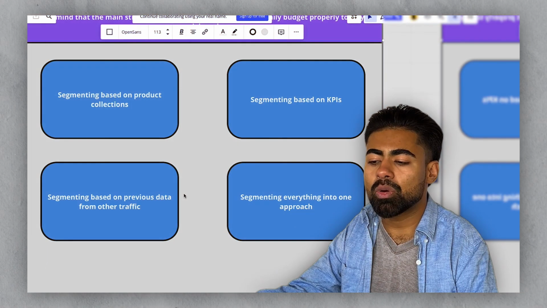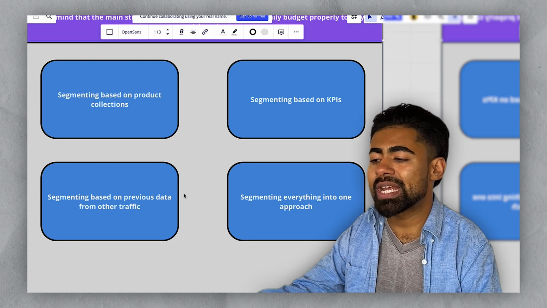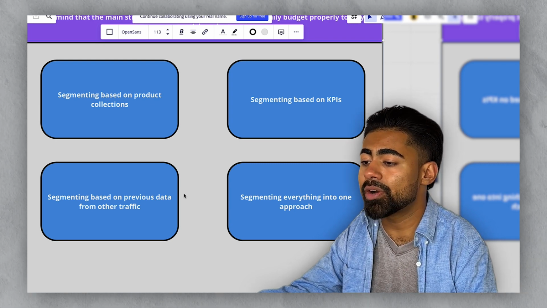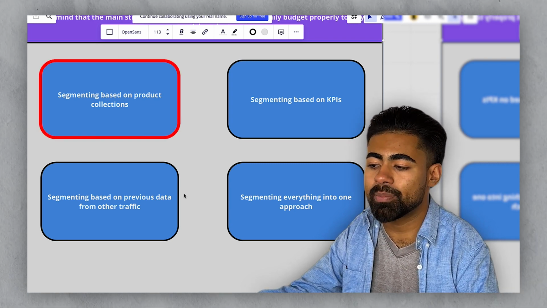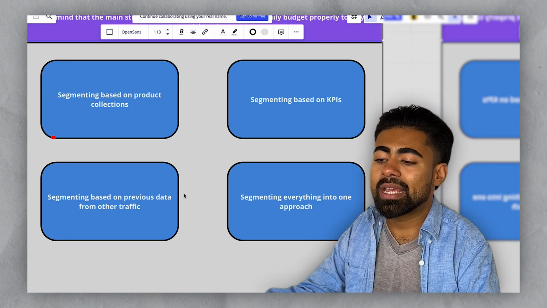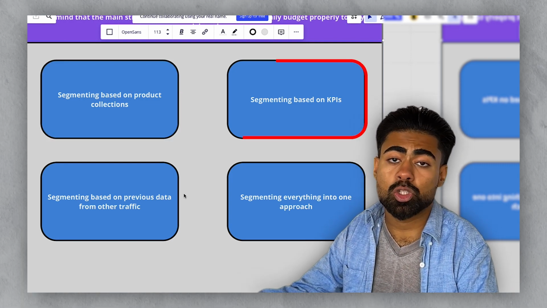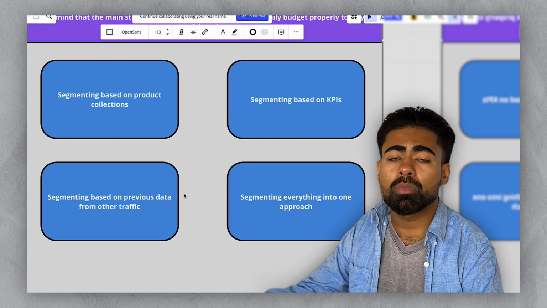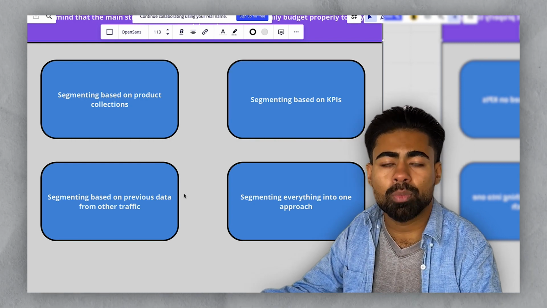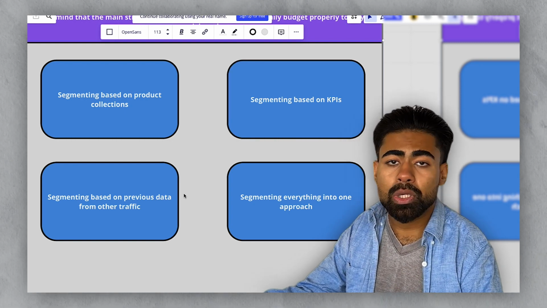But in general, product testing can be approached in a way that's similar to this. It can be approached based on segmentation by product collections. It can be approached based on segmentation by certain KPIs. So if you have certain ROAS numbers you want to achieve for an individual product or a collection of products, you can group them together.